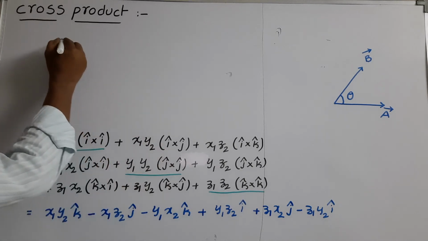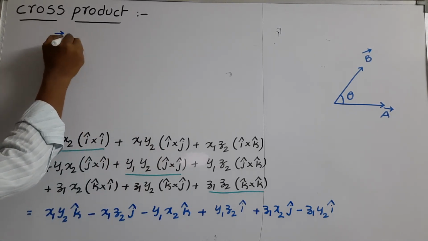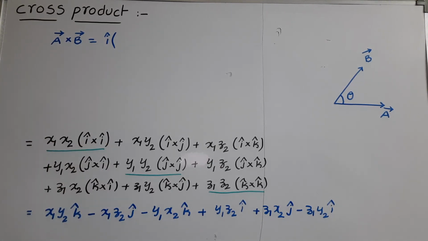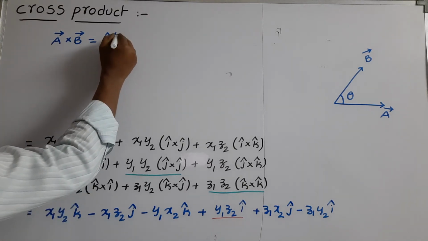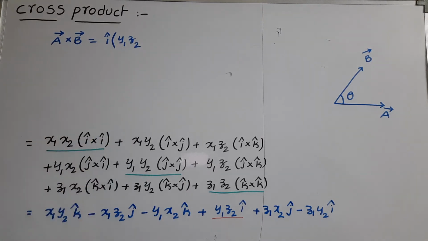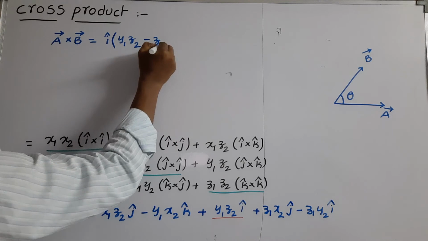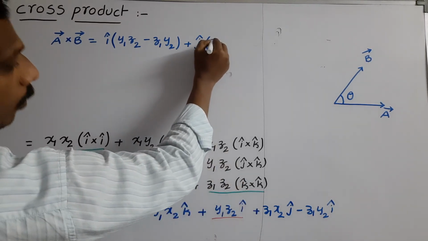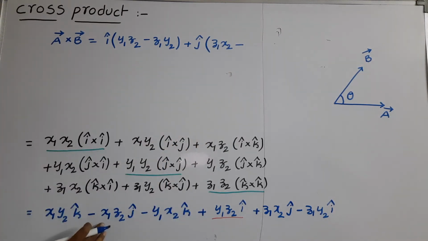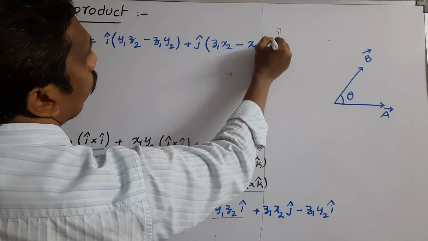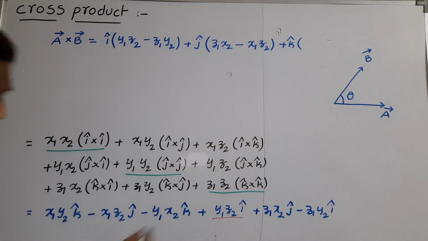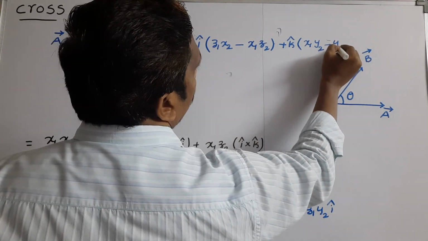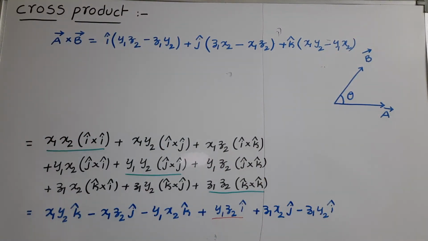From this we take i cap common and we write that a bar cross b bar is equal to i cap into y1 z2, next minus z1 into y2, plus j cap into z1 into x2 minus x1 into z2, plus k cap into x1 y2 minus y1 x2. So this is the multiplication a bar cross b bar.